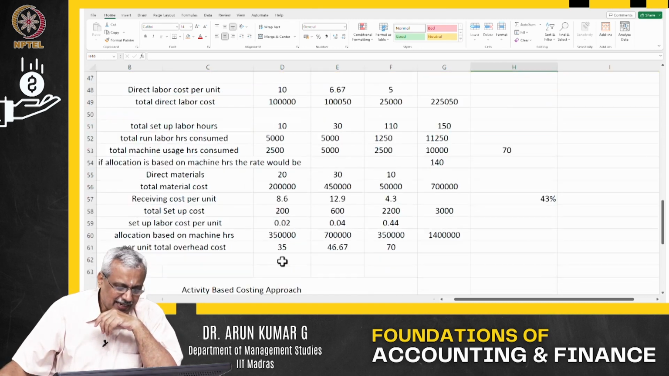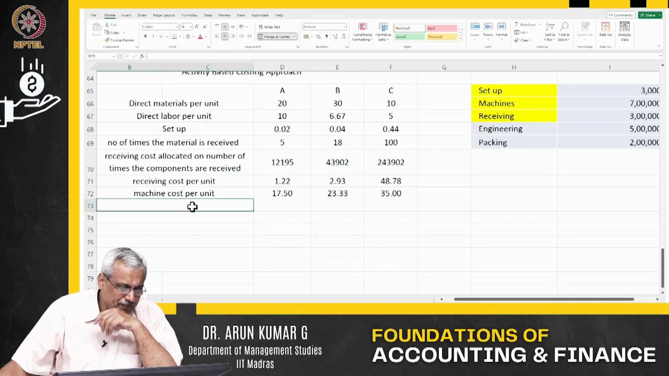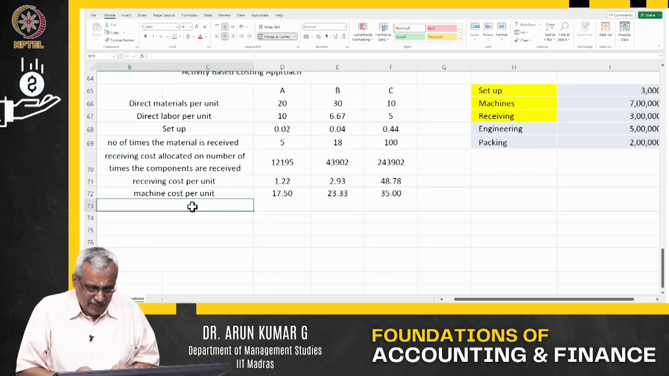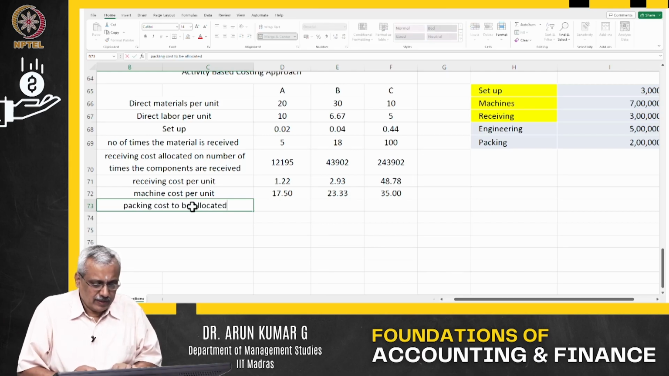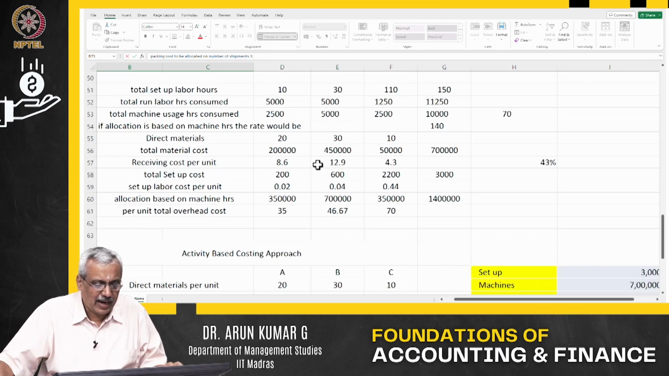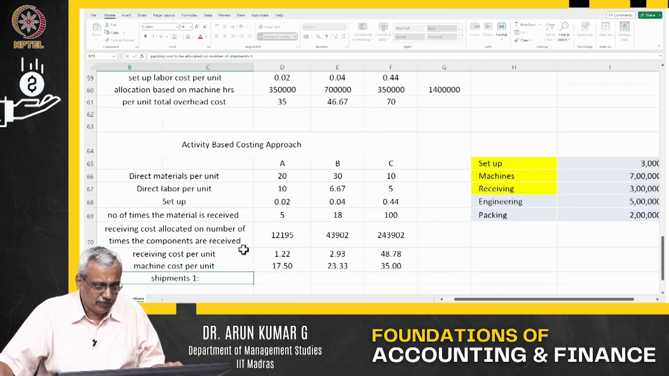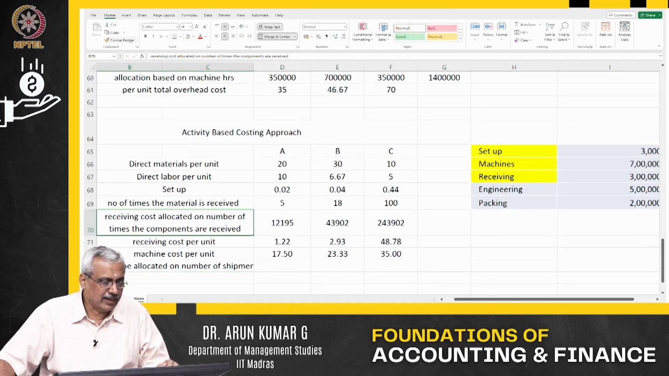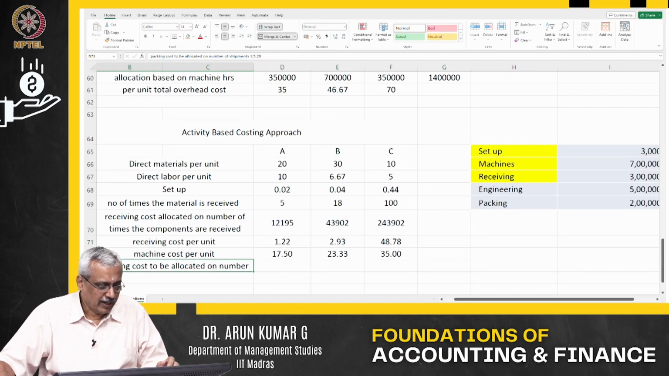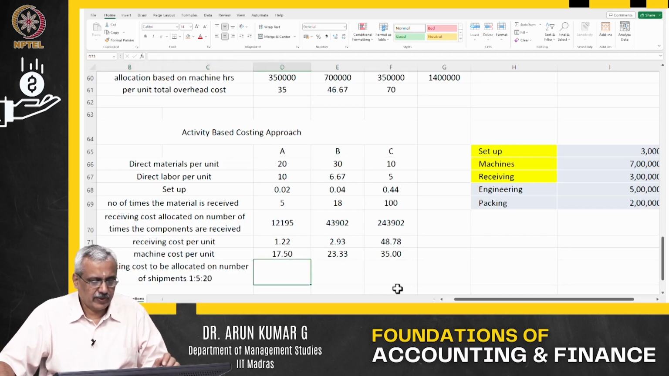So if the number of shipments is the activity driver, let us look at the number of shipments. Packing cost is to be allocated on the number of shipments. That is in the ratio of 1 is to how many? For A, I have only one shipment. For B, I have 5 shipments. And for C, I have about 20 shipments. So it is 1 is to 5 is to 20.